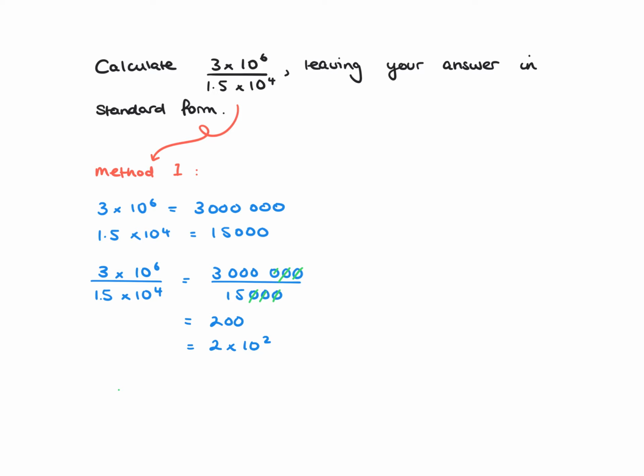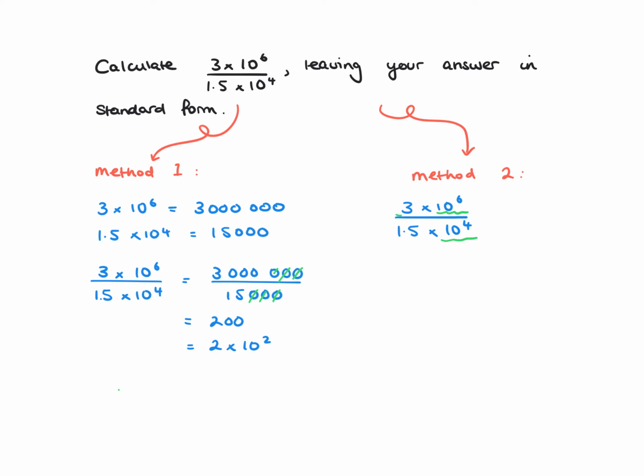Let's look at the alternative method, and that is to use our laws of indices. We might remember that to divide something like 10 to the power of 6 by 10 to the power of 4, we simply subtract the powers, and we're able to do this because the base, the big number, is 10 in both cases, it's the same.